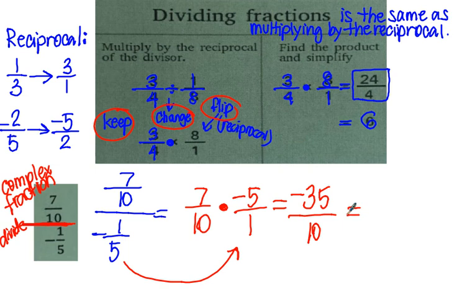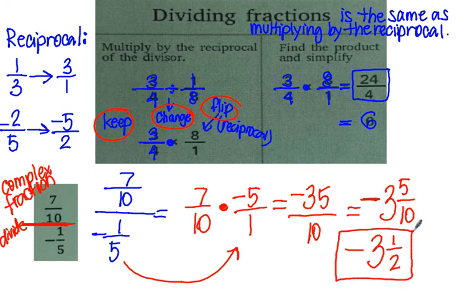Again, negative 35 over 10 is an improper fraction, so we're going to simplify that to a mixed number. A negative divided by a positive is a negative. 35 divided by 10, 10 fits into 35 3 times, with 5 left over out of 10 original pieces. Now, 5/10 you guys know reduces to 1/2. So negative 3 and 1/2 would be your final answer.